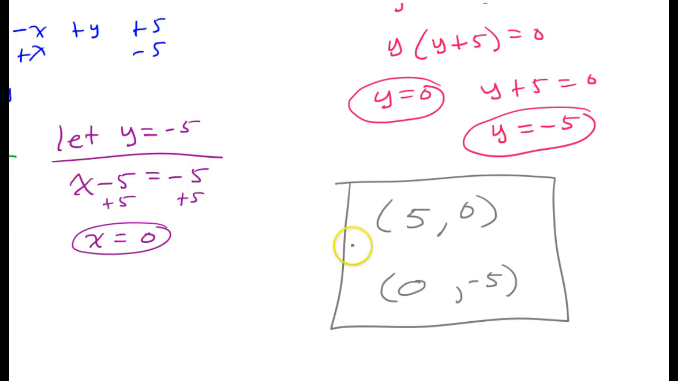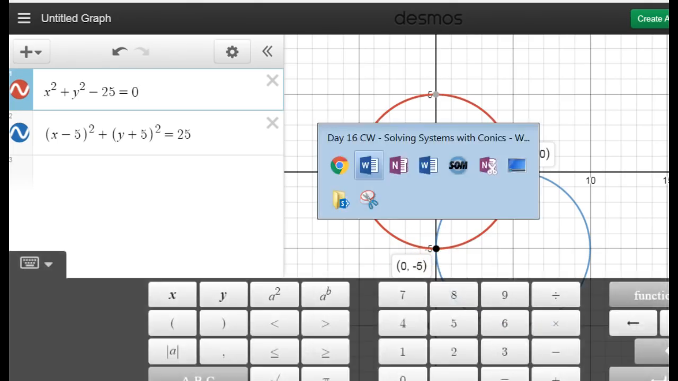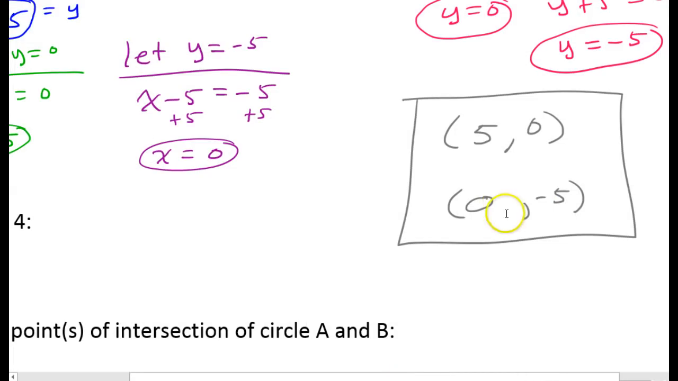Now let's check Desmos.com and see why these are the intersection points of the two circles. Alright, take a look. So we have the red circle, we have the blue circle, and they intersect at these 2 points, 5, 0 and 0, negative 5. Alright, these are the exact solutions that we came up with by hand.